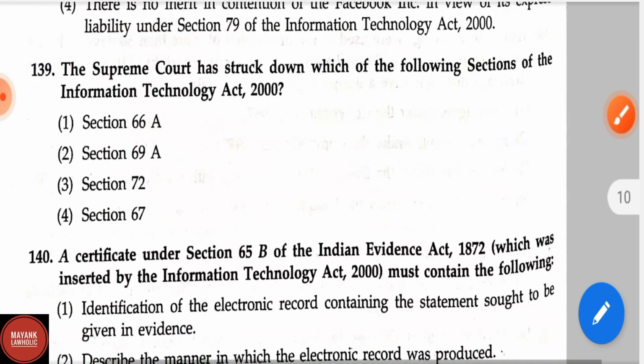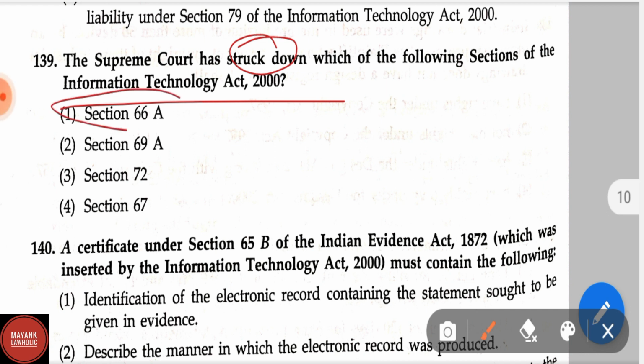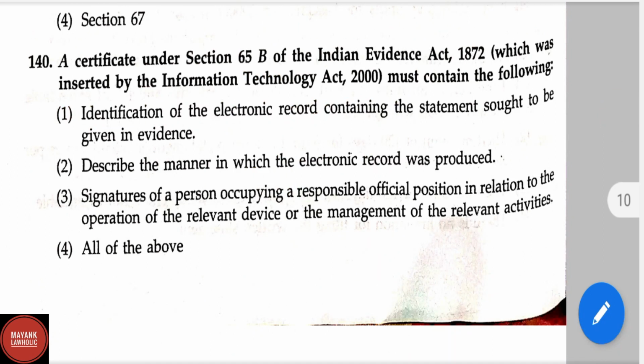Now let us see question number 139. The Supreme Court has struck down which of the following sections of the Information Technology Act 2000? This is a very important question and it has been asked in various examinations. The correct answer is Section 66A, and the Supreme Court struck down this section of the Information Technology Act in Shreya Singhal versus Union of India. Now let us see question number 140.